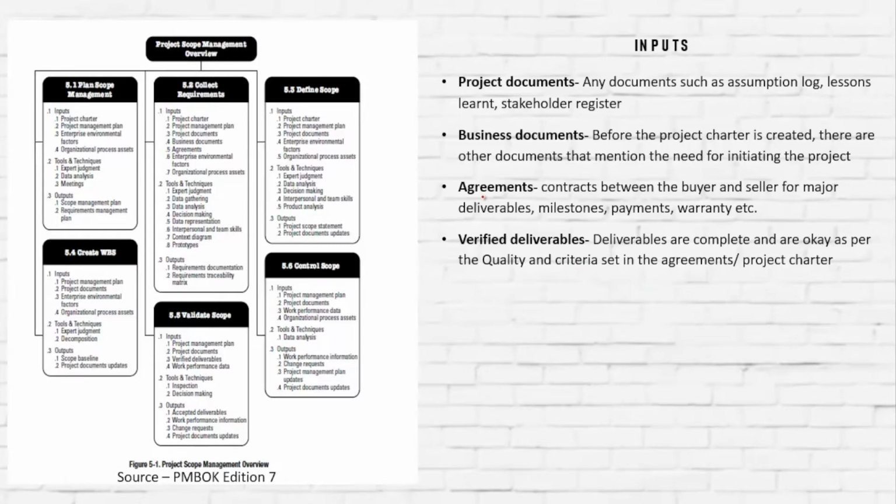Next, we come to agreements. Agreements are contracts between buyer and seller for major deliverables. The next is verified deliverables. So, verified deliverables are again the deliverables that are complete and that are accepted by the stakeholders because they have all the quality and criteria that is there in the project charter.